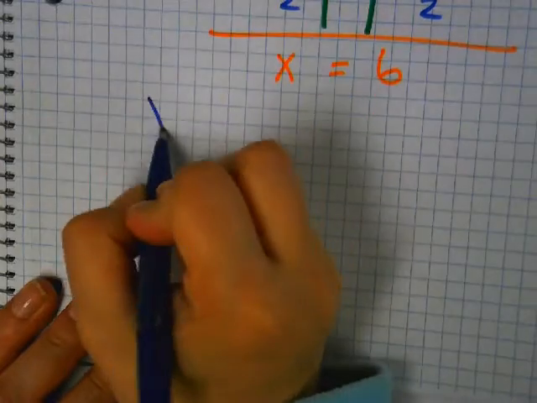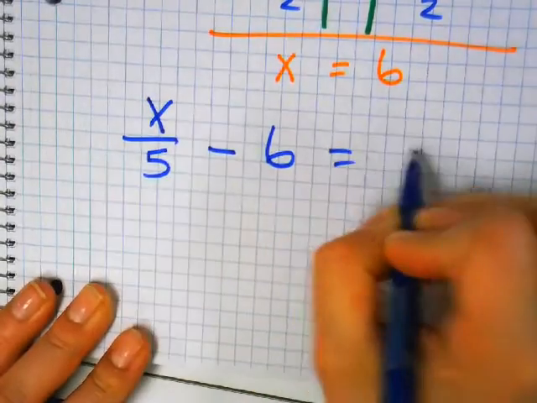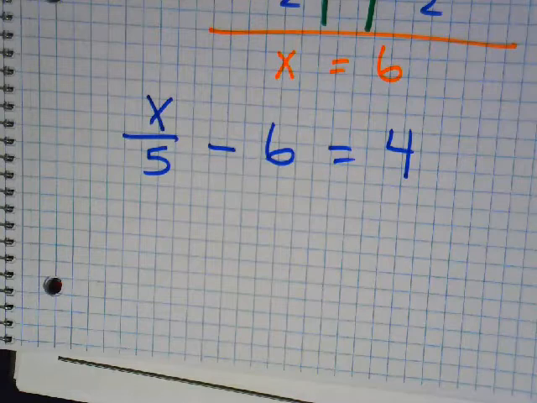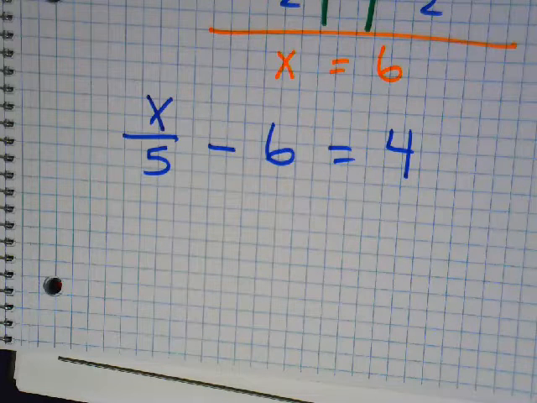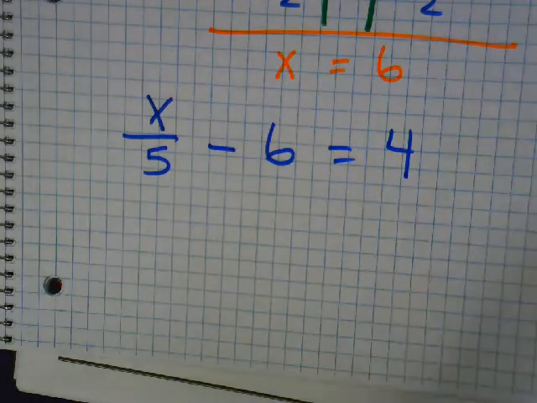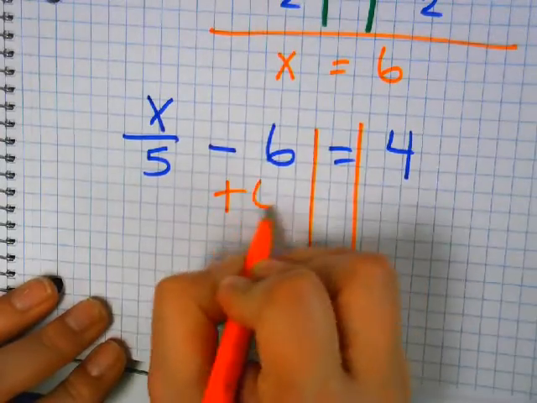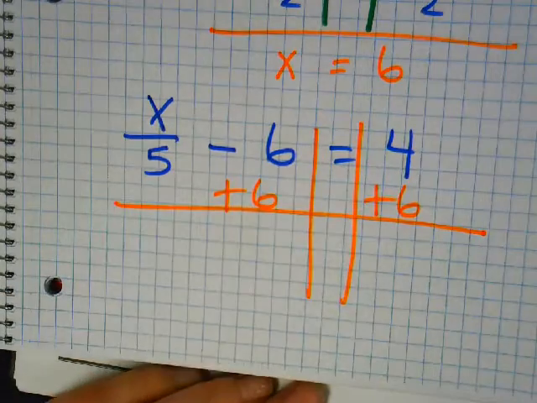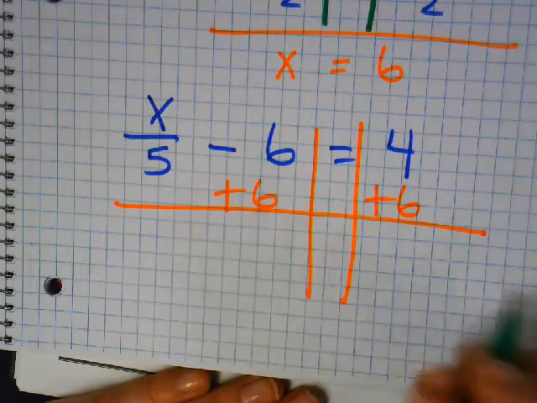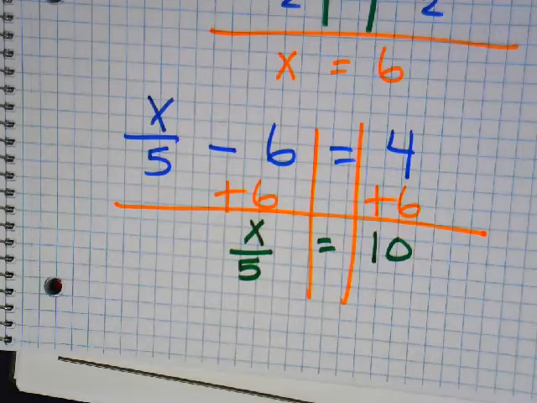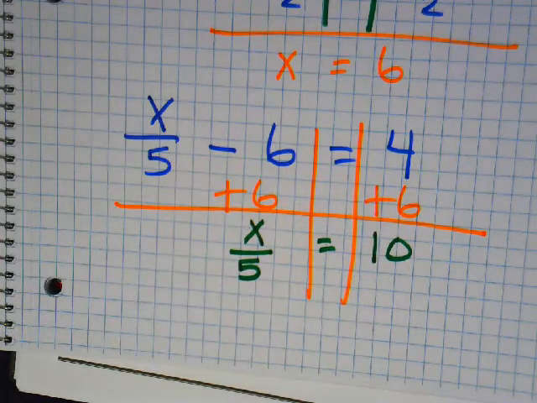X over 5 minus 6 equals 4. Which number do I move first? How? Plus 6, plus 6. What's 4 plus 6? X over 5 equals 10.